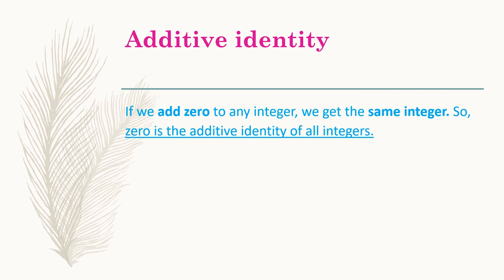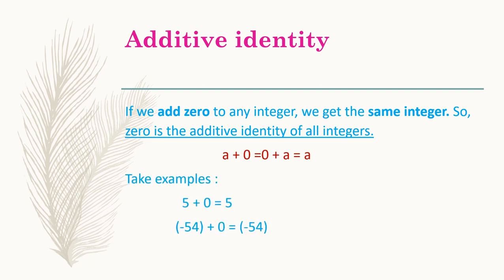Now next is additive identity. What is additive identity? It says that if we add 0 to any integer, we get the same integer. So 0 is the additive identity of all integers. Means a is any integer. If we add 0 to a or 0 plus a, the answer remains same, that is a. For example, 5 plus 0 equals to 5, or even if it is a negative integer, then also it is true, that is minus 54 plus 0, it will remain minus 54.